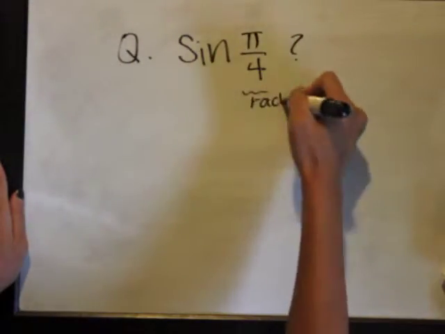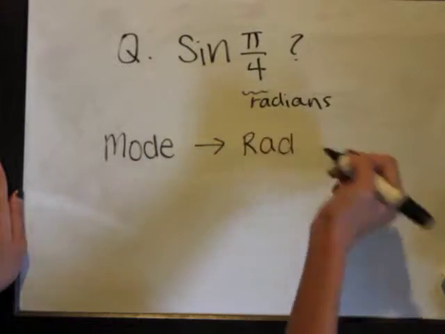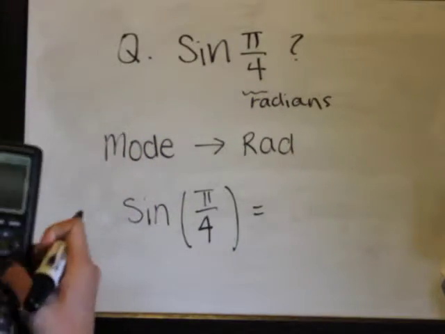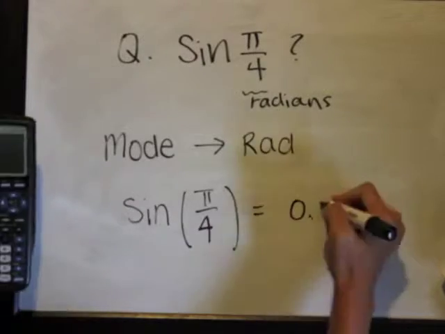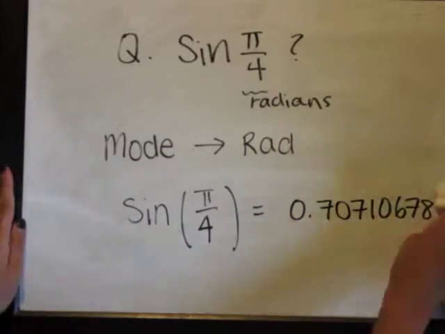Now, what if the question was given to you in radians? So pi over 4. First thing we have to do is change our mode of calculator into radians, and then type in sine pi over 4, and you get this following answer, 0.7071.